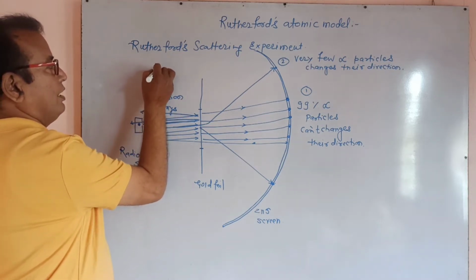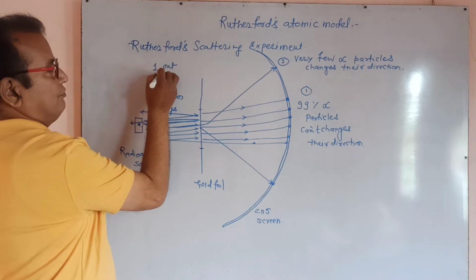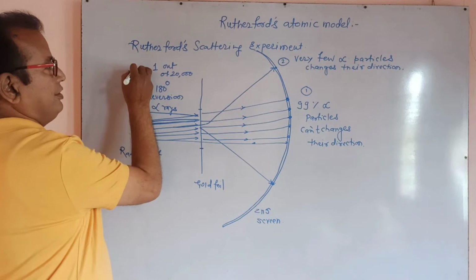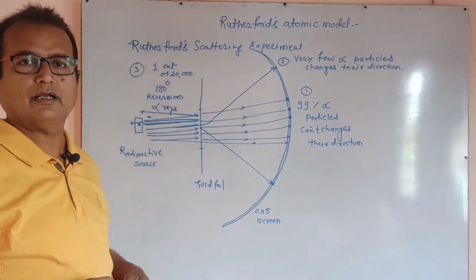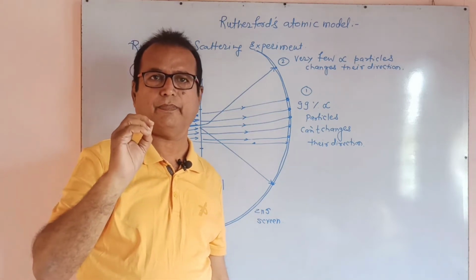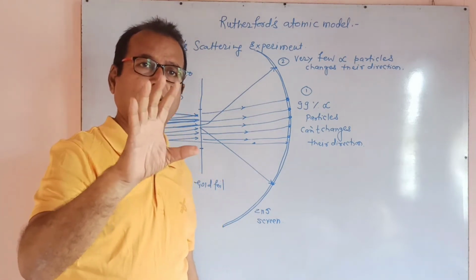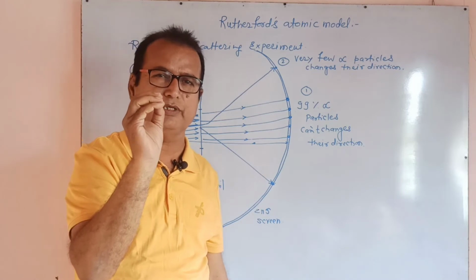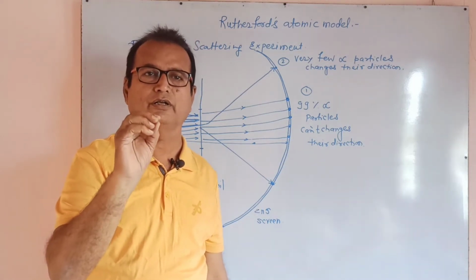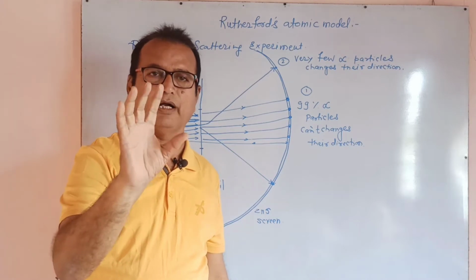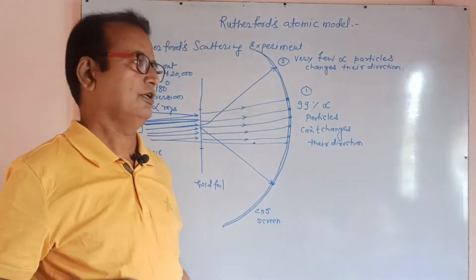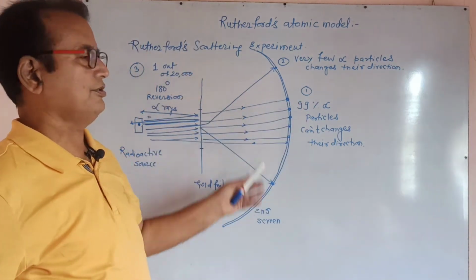Means 1 out of 20,000 alpha particles come back to their original state. It means that they bombard a particular region which is very small and hard. That massive, harder region, when alpha particles bombard on it, they come back to their original position. These are the three observations.